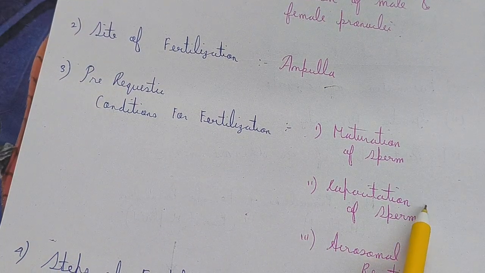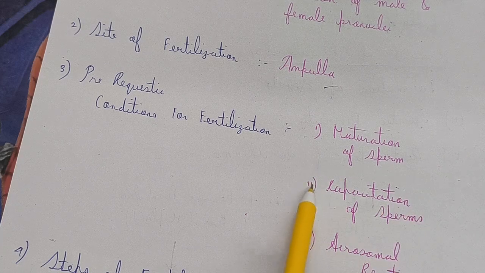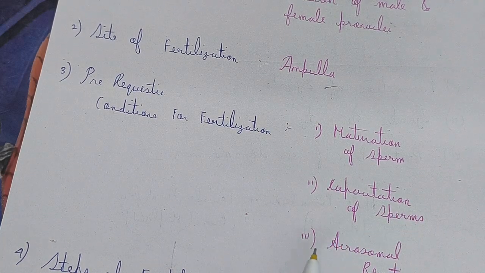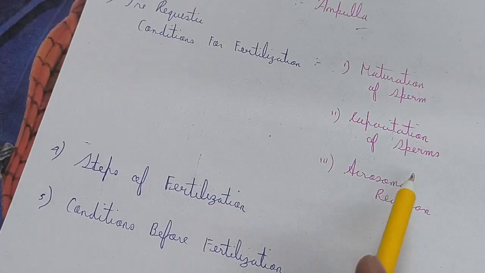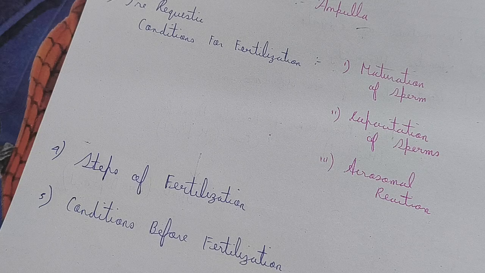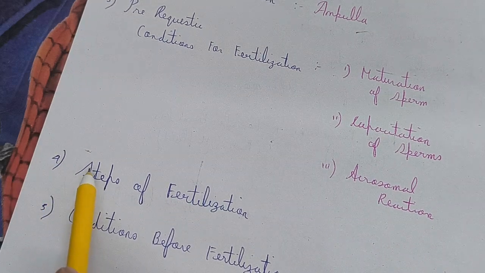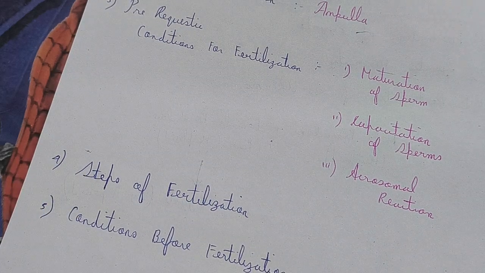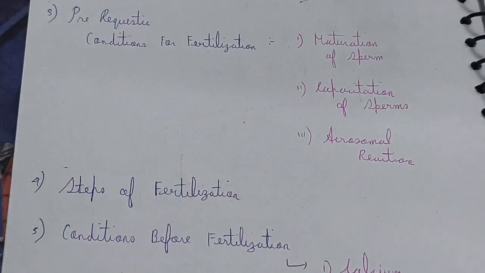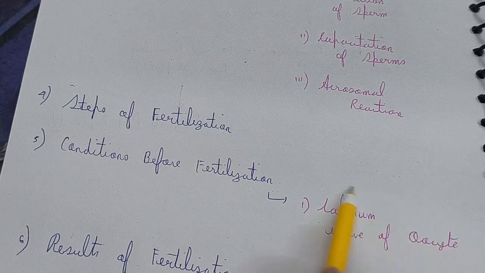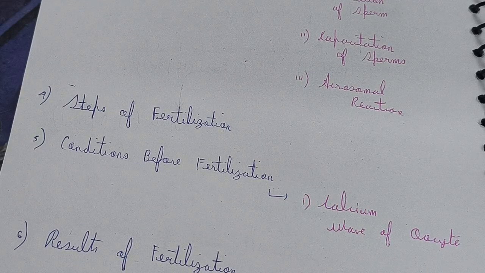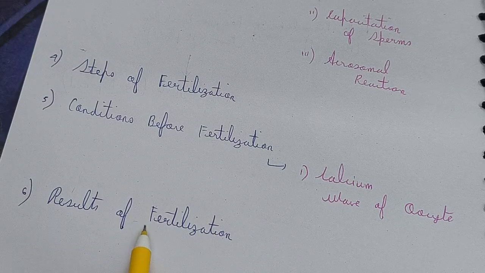It is better that you mention how capacitation of sperms increases the capacity of the sperms to fertilize the ovum, and with reference to the acrosomal reaction as I discussed. Now here, basically, the steps of fertilization. What are the steps? The penetration of the barriers, next the fusion of male and female pronuclei, next the conditions before fertilization, and here you must mention the calcium wave of the oocyte and how polyspermy is prevented, and the last one is the results of fertilization.